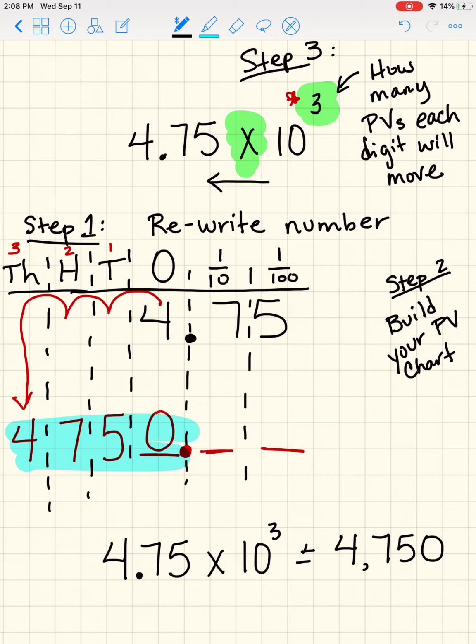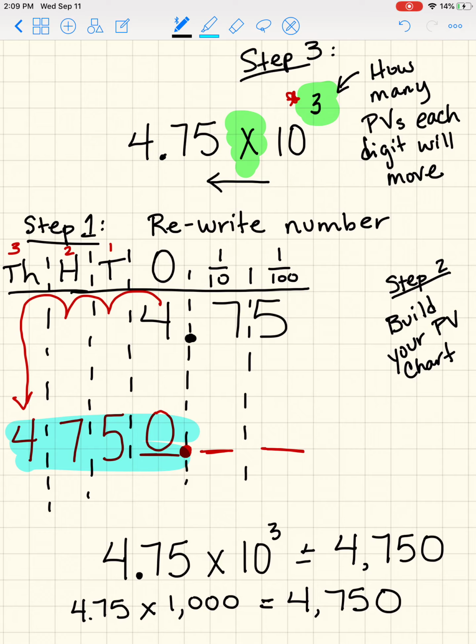4,750. Now you can test that by saying 4 and 75 hundredths times 1,000, because 10 to the third power is the same as 1,000. Of course, 1, 2, 3 zeros in 1,000. Plug that into your calculator, and you should get 4,750. All your digits have moved 3 place values to the left.